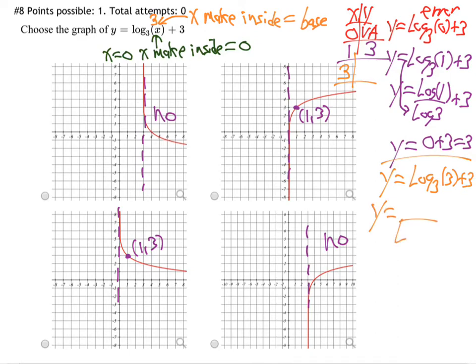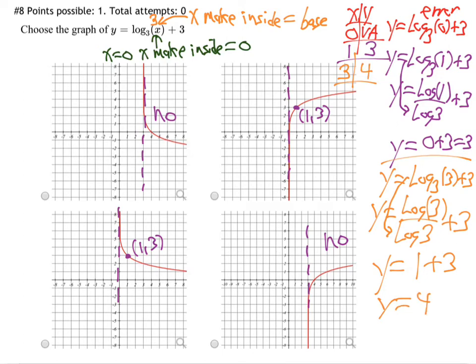And then when you have this double log thing, the base goes to the bottom. The other one on the top. So that's 1 plus 3. That's 4. Y is 4. So over 3 up 4. Yeah, right there. Perfect. How about the other one? Over 3 up 4. No. Misses it. So there's the right answer on that one. There we go.